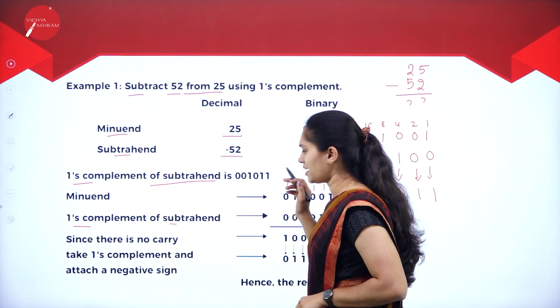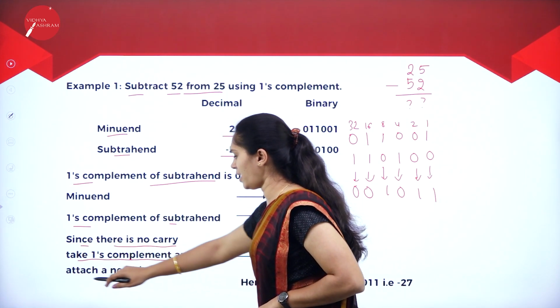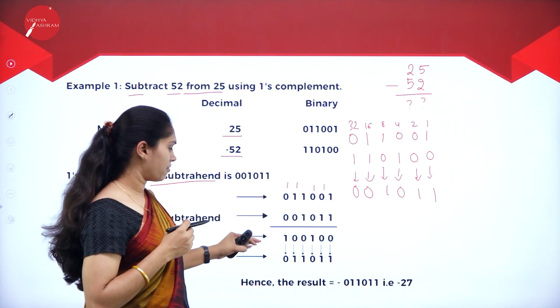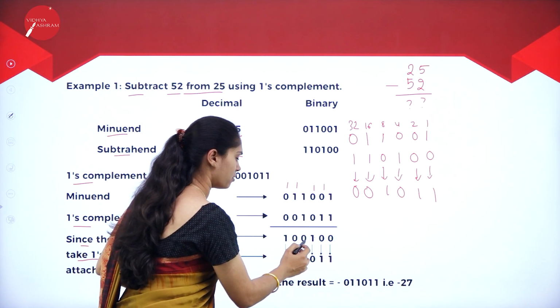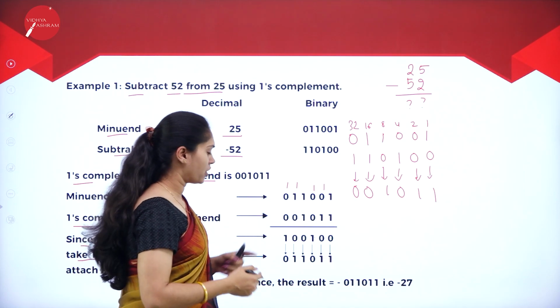Okay. After that, I have to consider there is no carry. Then I have to take the ones complement of the given number. Then I have to attach a minus sign to the answer. So I got this answer. What was the answer? 100100. I have to recomplement it, and that too by making use of ones complement.